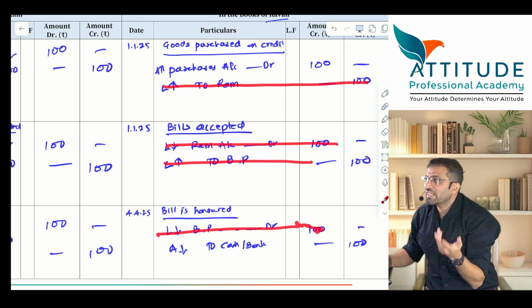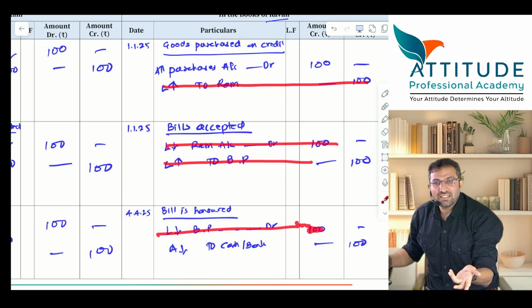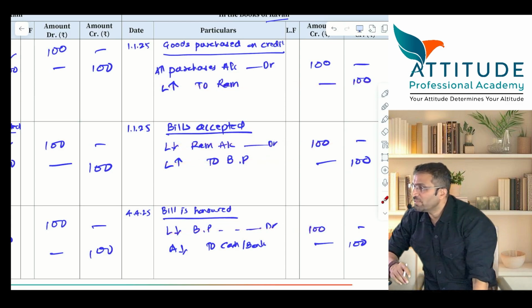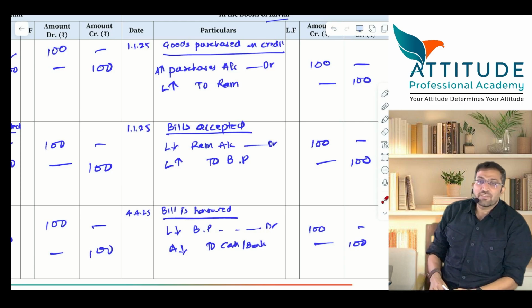You will get sales, what will come for me? Purchase only will be left. At the end of the day, you receive the cash, I have to pay the cash. But I cannot say purchase account debit to cash because these have happened at different points of time. This is the case. Any difficulty?